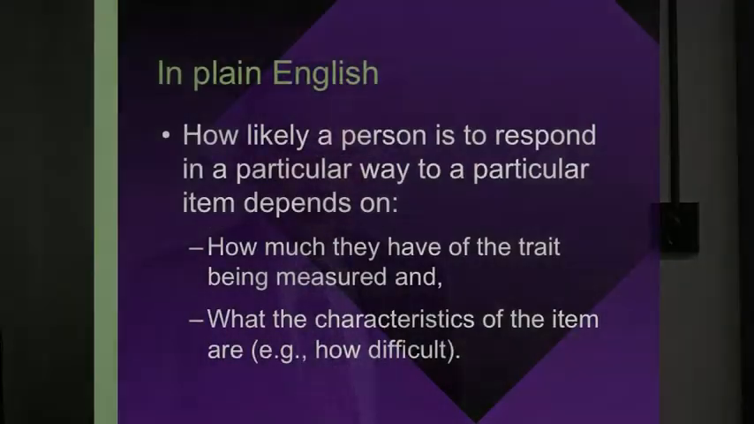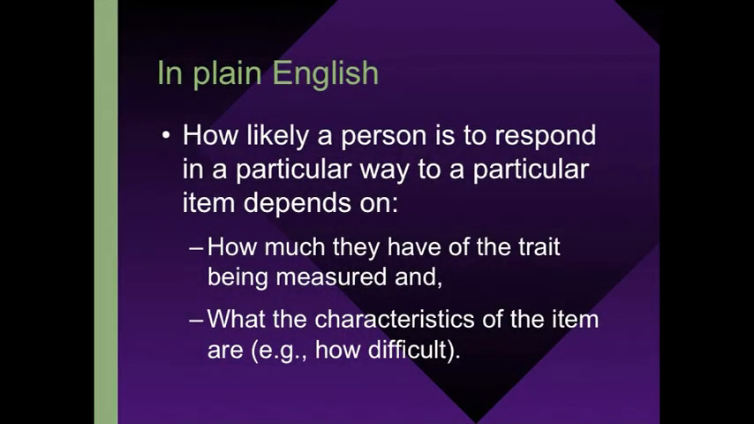So as I said before, how likely a person is to respond in a particular way to a particular item depends on how much of the trait they have on that underlying continuum and the characteristics of the item. And in a one-parameter model, that characteristic is the difficulty of the item laid out on the continuum for that trait.